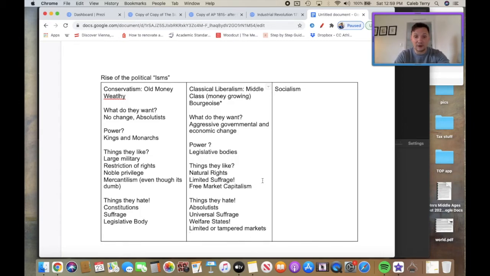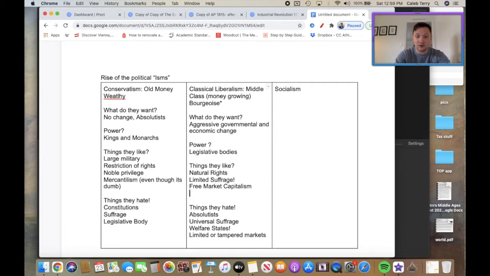I'm going to put right up here, free market capitalism, and we're going to put one little extra thing right there: laissez-faire. They also love laissez-faire economics, which means no government tampering.